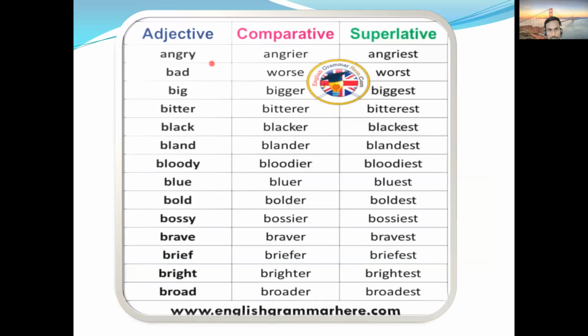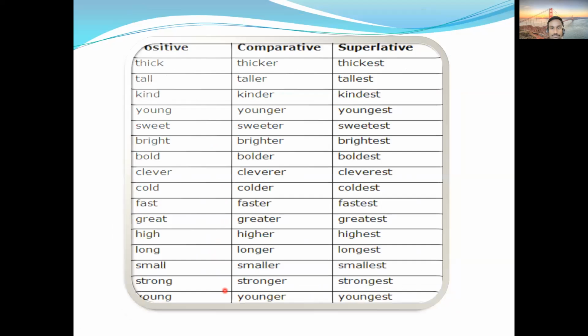Here I will just read them. Angry, angrier, angriest. Bad, worse, worst is there. Big, bigger, biggest. Bitter, bitterer, bitterest. Black, blacker, blackest also. Bland, blander, blandest. Find out the meaning of bland. Bloody, bloodier, bloodiest. Blue, bluer, bluest. Bold, bolder, boldest. Bossy, bossier, bossiest. Brave, braver, bravest. Brief, briefer, briefest. Bright, brighter, brightest. Broad, broader, broadest.